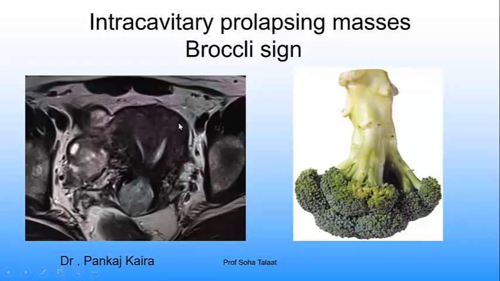And these are the intracavitary prolapsing masses. When you find a mass distending the cervix, it's not necessarily coming from the cervix. It may be prolapsed from the uterus. This is a case posted on our group by Dr. Pankaj, and this is a broccoli sign. This is the typical broccoli sign described in prolapsed intracavitary uterine masses.